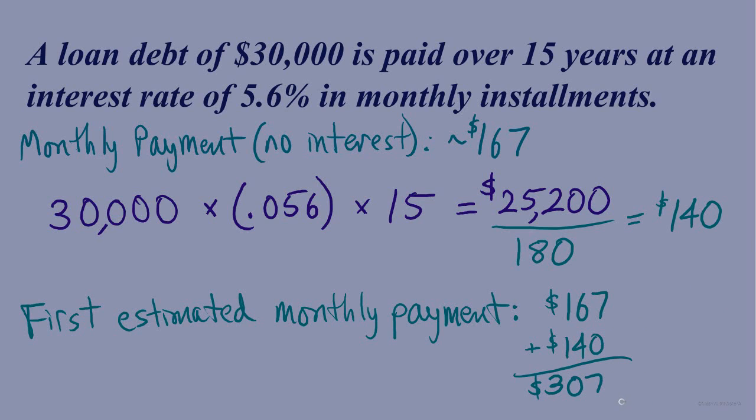We could look at this estimation as an overestimate, because we calculated 5.6% of the full loan amount, $30,000. But as payments are made, this balance will decrease. So future payments might be calculated by a percent of a smaller amount, a smaller reference value. So the interest would be less than what we first calculated as a percent of 30,000, the entire balance.